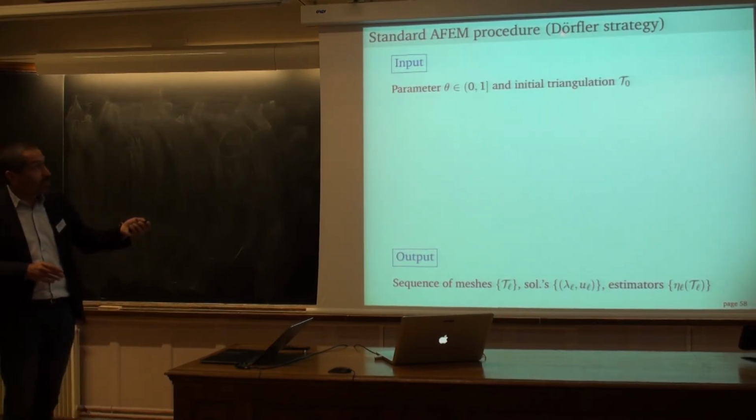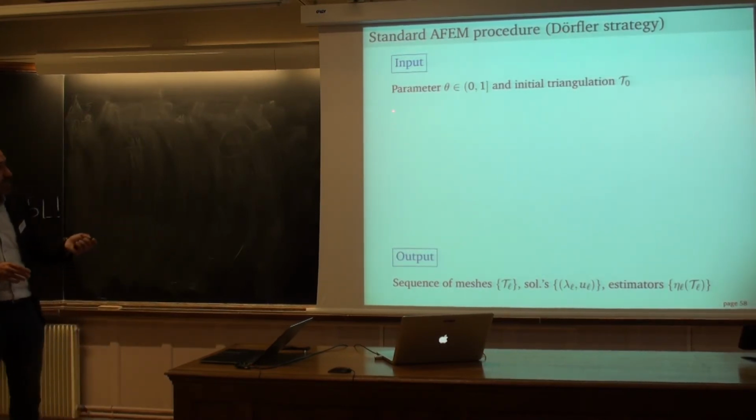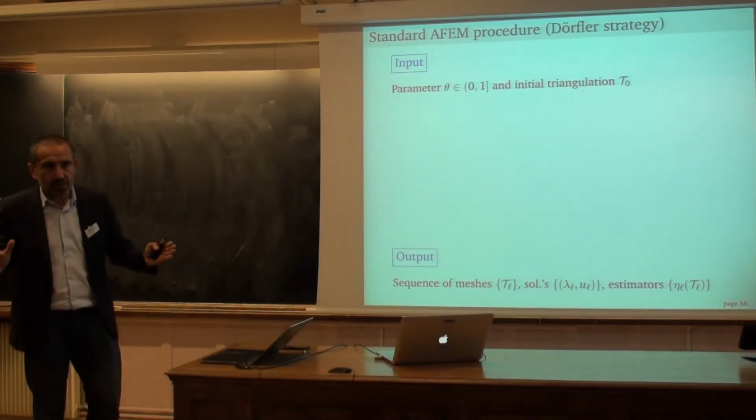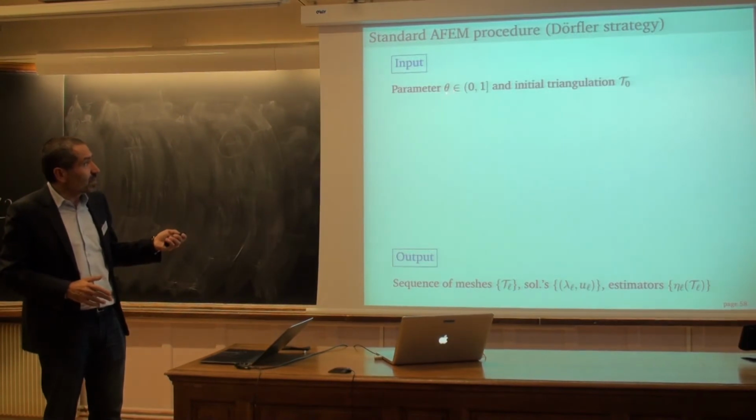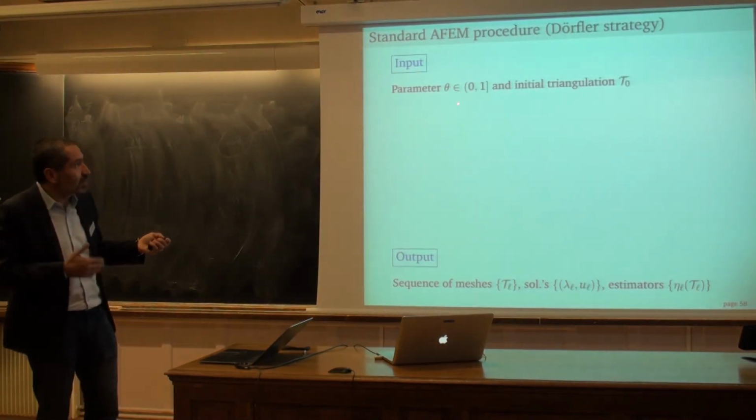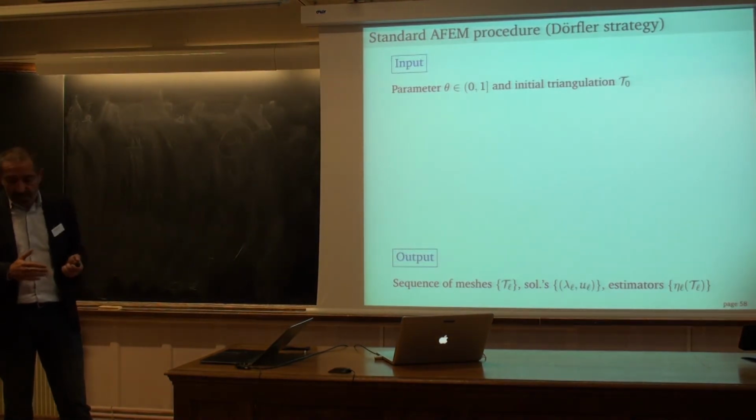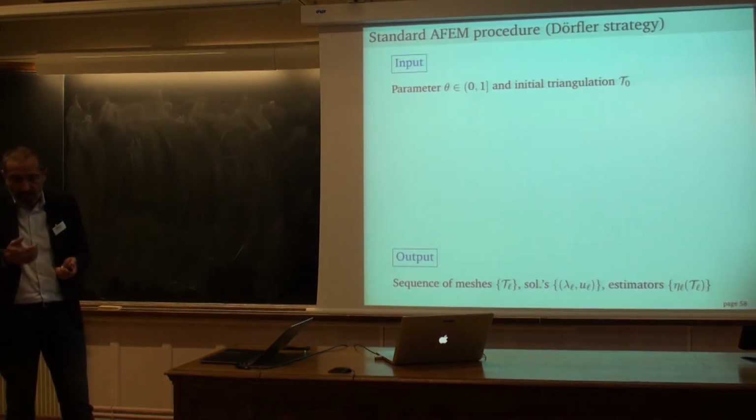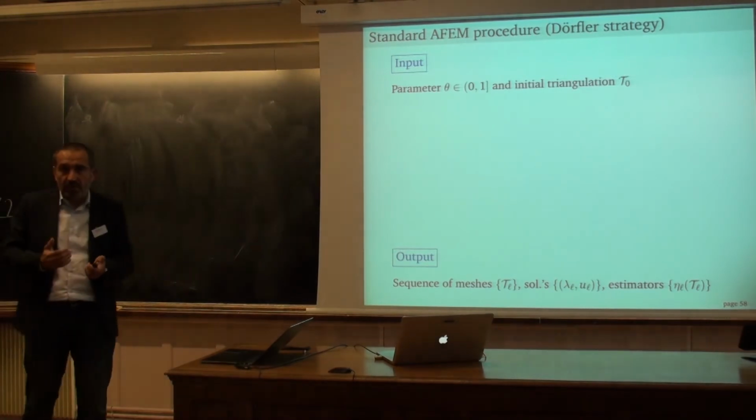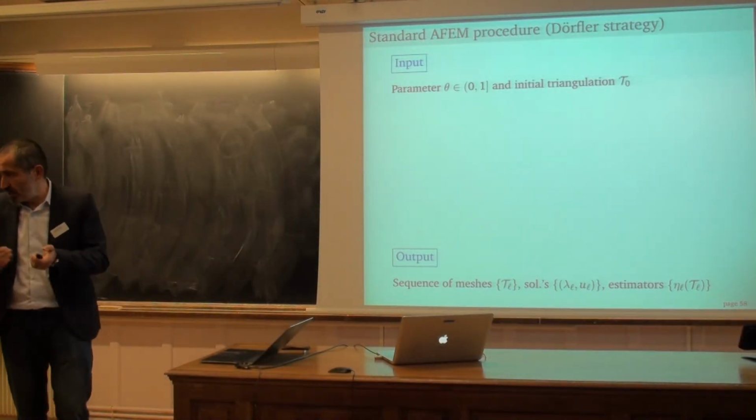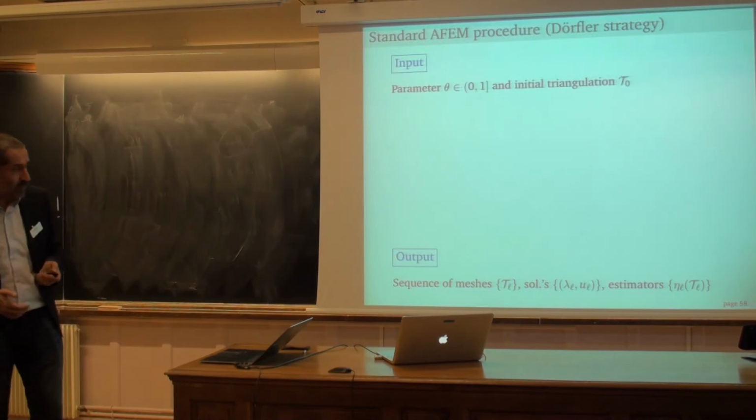And I'm using what is called the Dörfler strategy. So the idea is that you have these inputs. You start from an initial triangulation, tau 0, and a parameter that is also called the refinement parameter or bulk parameter, theta between 0 and 1. And the idea is that if theta is larger, you are refining more. If theta is smaller, you are refining less. So it's something that tells you how much you are going to pay at each refinement.